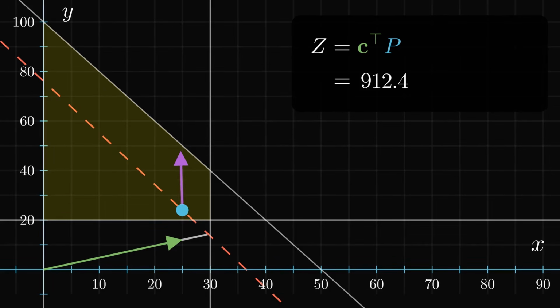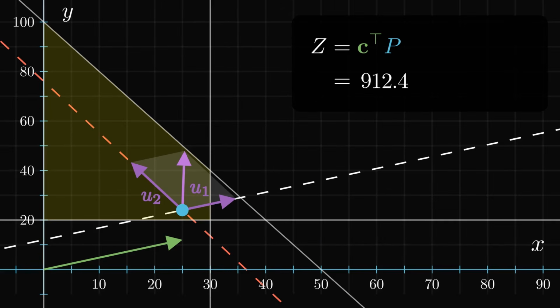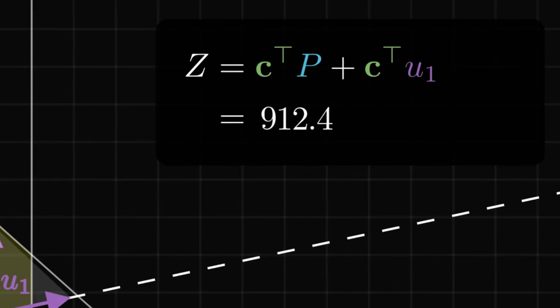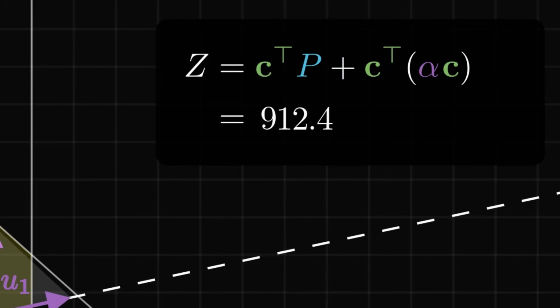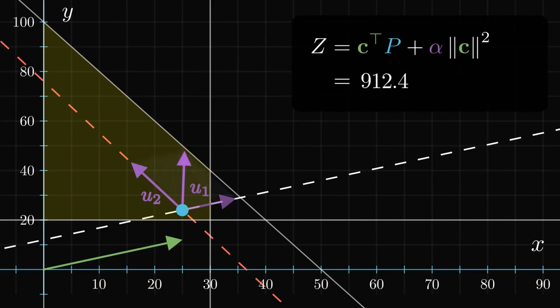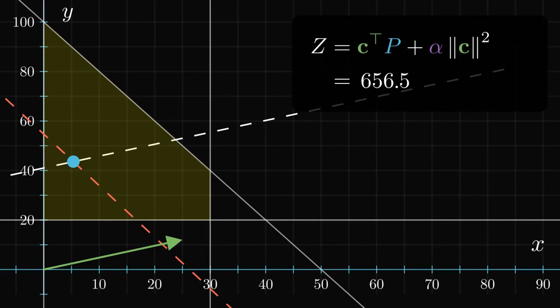Then for any movement vector u, we can decompose it into two components, one parallel to the cost vector and one perpendicular to it. Since the component along the perpendicular direction does not contribute to the value of the objective function, the value at the new position takes the following form. Being parallel to c is equivalent to being some constant multiple alpha of c. So after some simplifications, we find that the value of the objective function changes by alpha multiplied by a positive constant. In fact, this means that moving in the same direction as the cost vector increases the value of the objective function, and moving in the opposite direction decreases it.